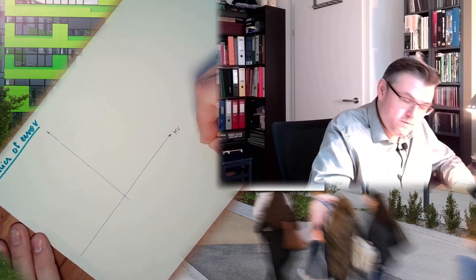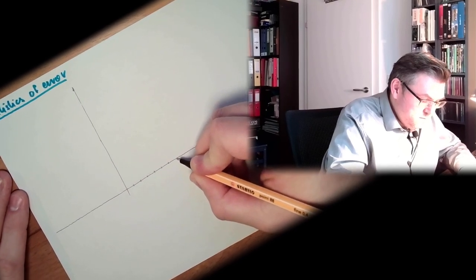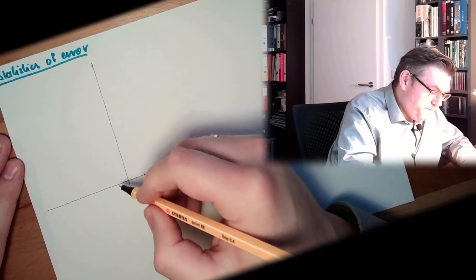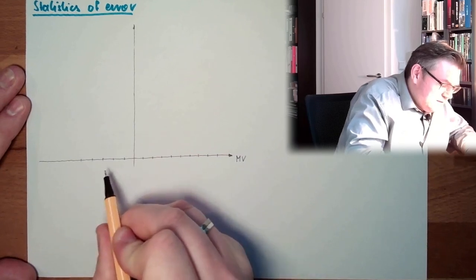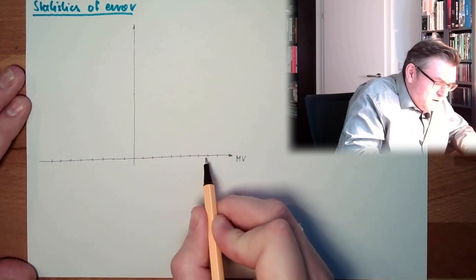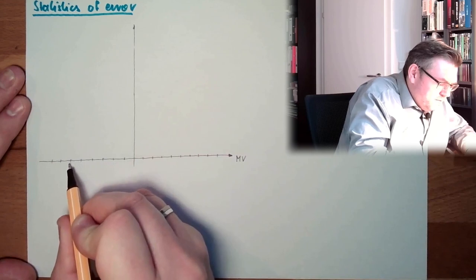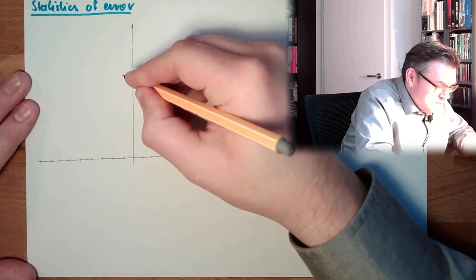Here, I've drawn a little bit. So we are measuring and we are now dividing. This is the measured value here. And we are dividing our measured values in classes. 1, 2, 3, 4, 5, 6, 7, 8, 9. So we will produce such classes, right?